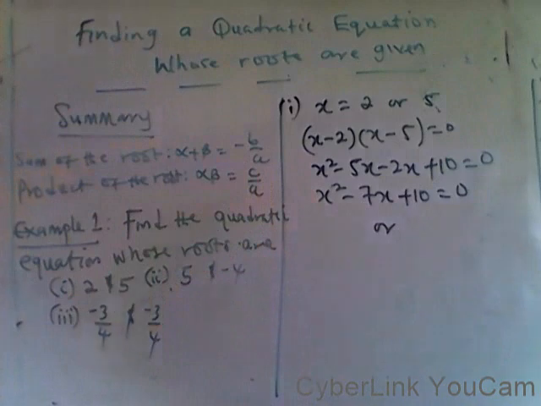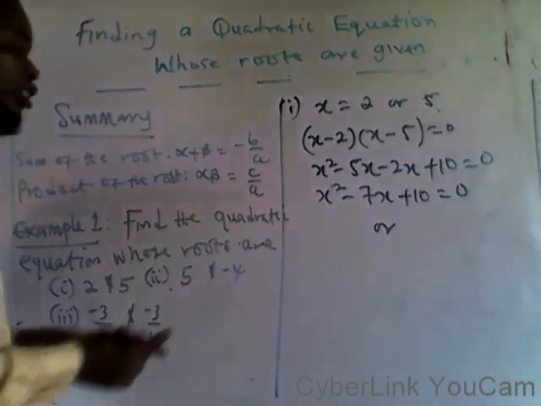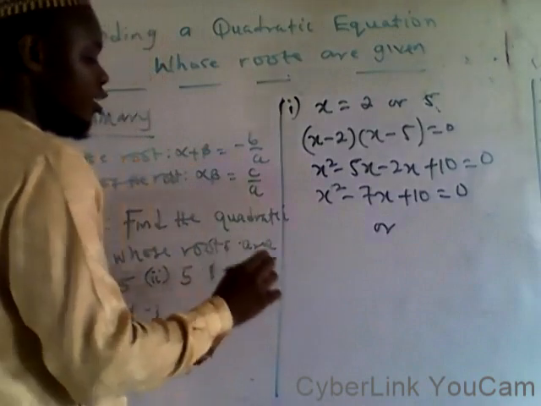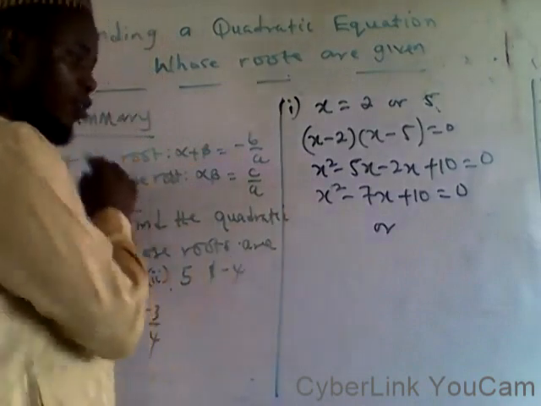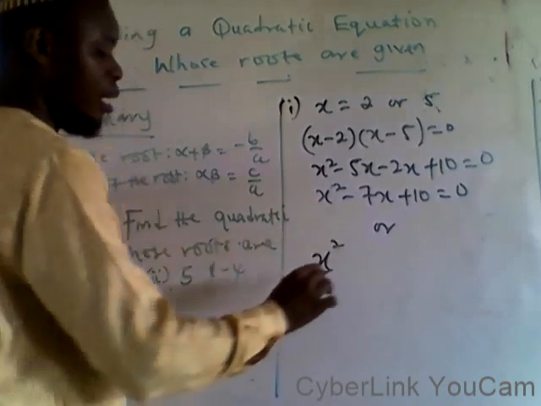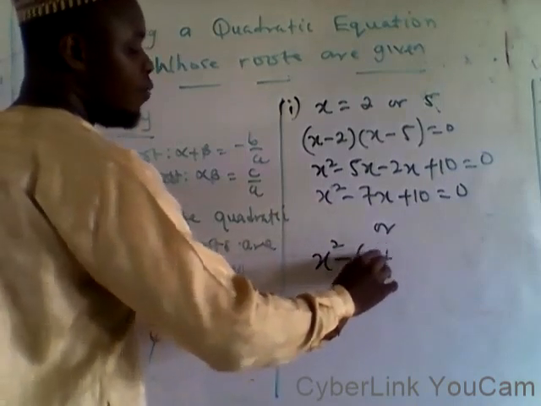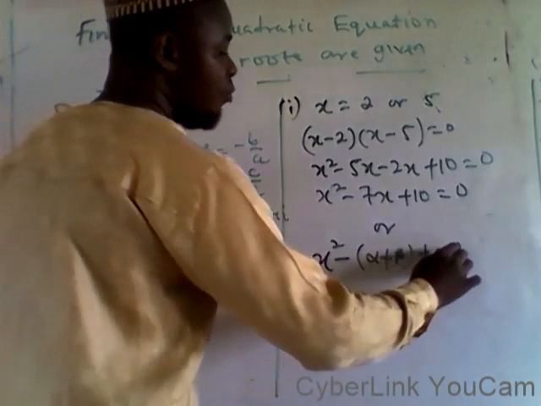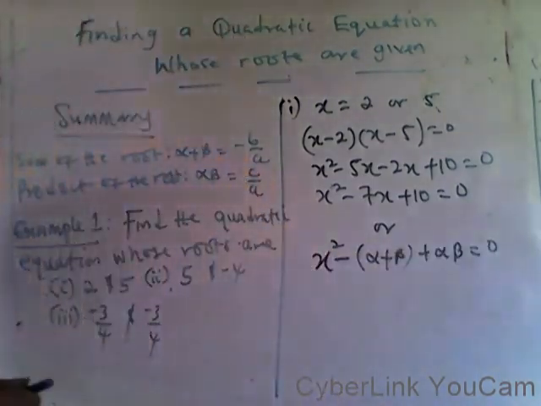But you can still apply the second method, which appears to be very fast, if you know how to do it. That one is under what we have done here. Look at this. In our previous working, we have the equation as x squared minus alpha plus beta, then plus alpha beta equals 0.